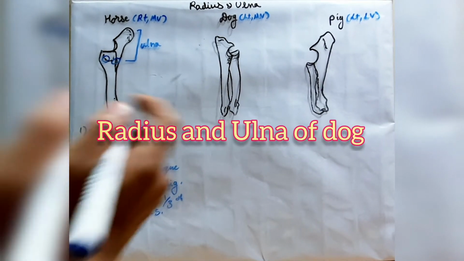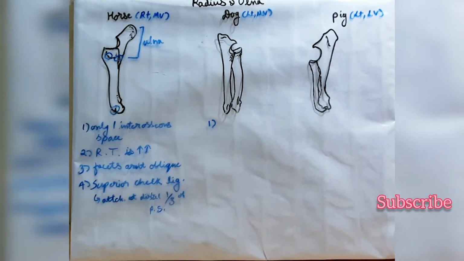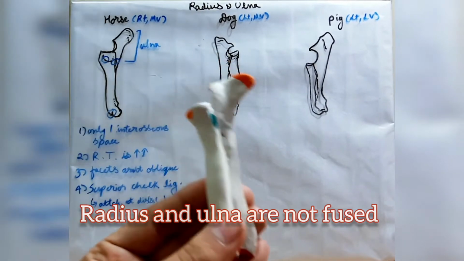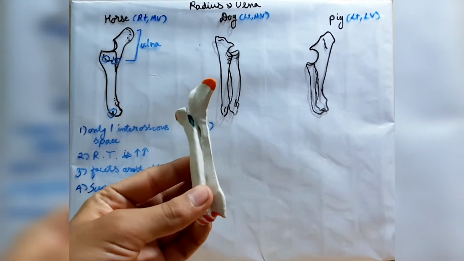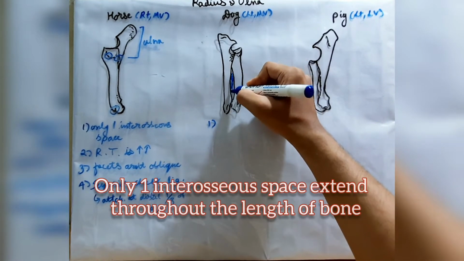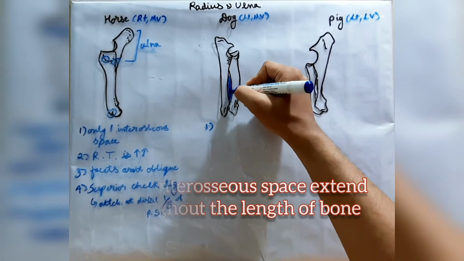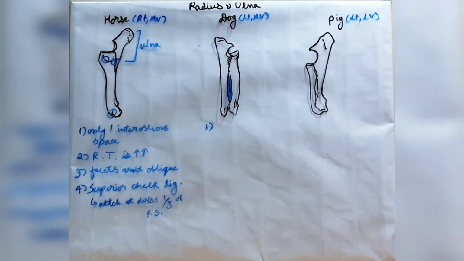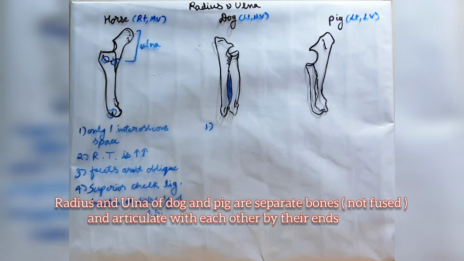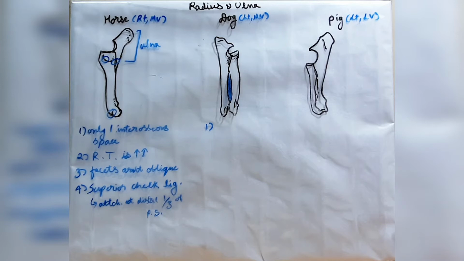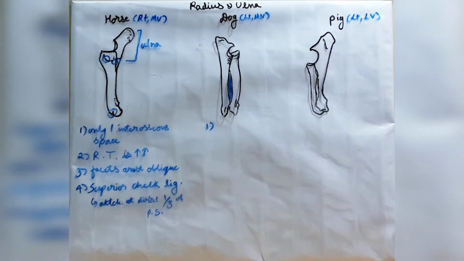Now let us come to the dog. The first point that you're going to see is that radius and ulna are two separate bones. Unlike that of ox and horse, they are not fused. See how big the interosseous space is. Again, there is only one interosseous space. It is very big because they are not fused together like in case of horse or ox. In case of dog and pig, radius and ulna are two separate bones. They articulate with each other using the facets that I showed you in ox, and they also have interosseous ligaments to join them.